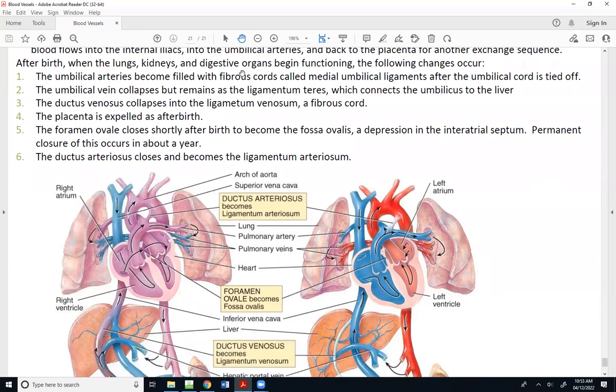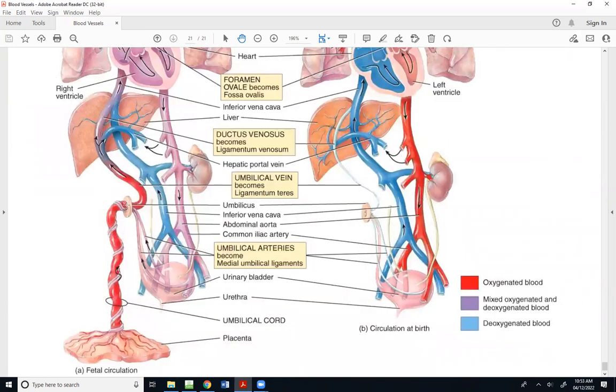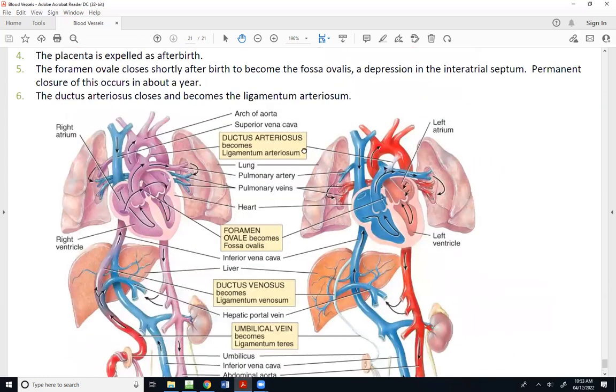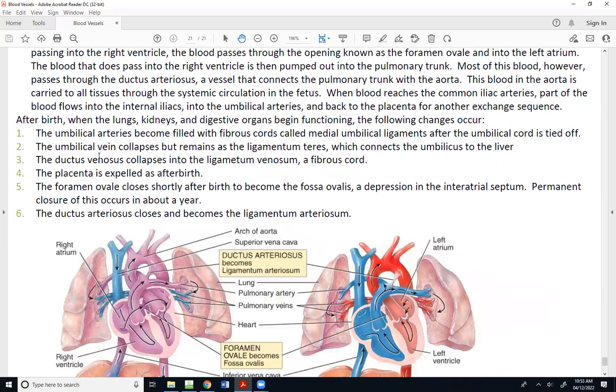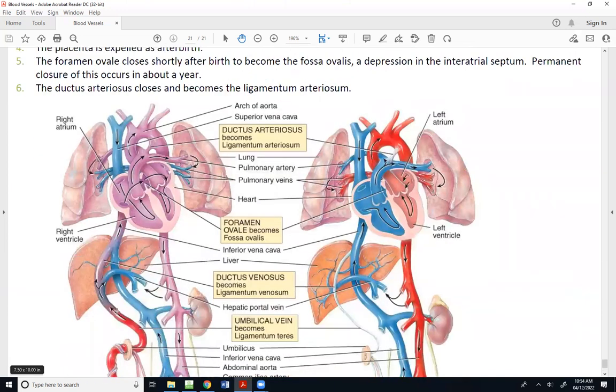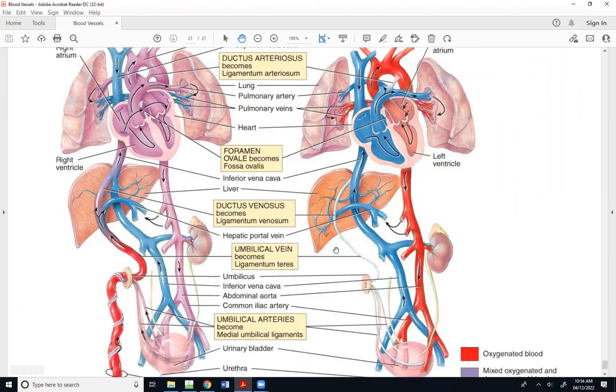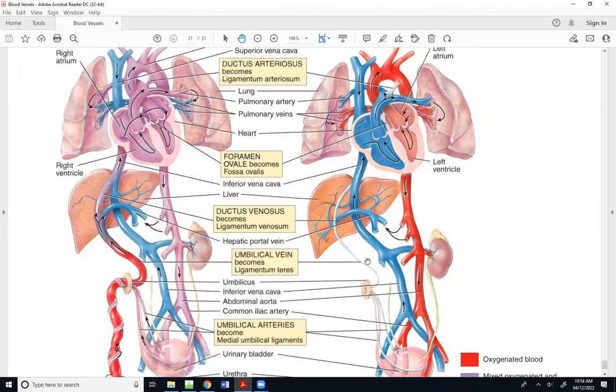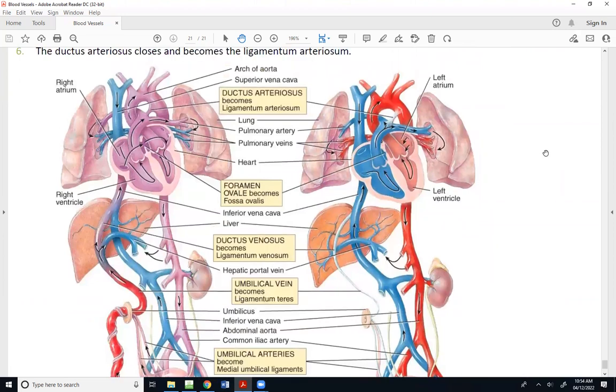The following changes occur, and these are 6 things that I definitely want you to make sure you know. The umbilical arteries, those blood vessels that brought blood into the belly button, no longer serve a purpose. So they get replaced and become basically connective tissue that serves no more purpose, but those become what's called the medial umbilical ligaments. The umbilical vein, which is the blood vessel that brought blood into the baby's body, no longer serves a purpose. It becomes what's called the ligamentum teres. It's just like these two medial umbilical ligaments, just connective tissue. Think of like a scar that has no more purpose.